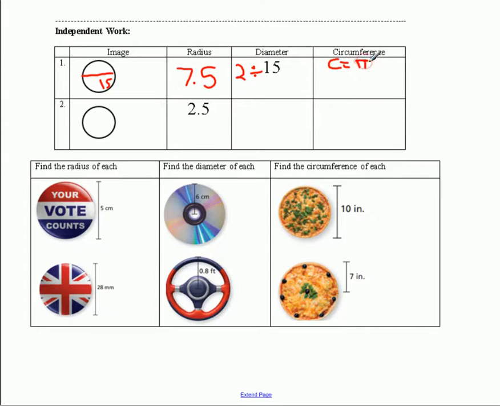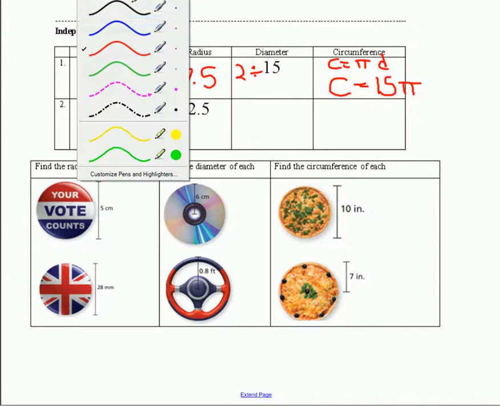C equals pi times d. Leaving your answer in terms of pi, C equals 15 pi. There you go. That's it. Easy peasy. Tomorrow we're going to talk more about what this answer is if we don't have it in terms of pi, but that'll be for another day.